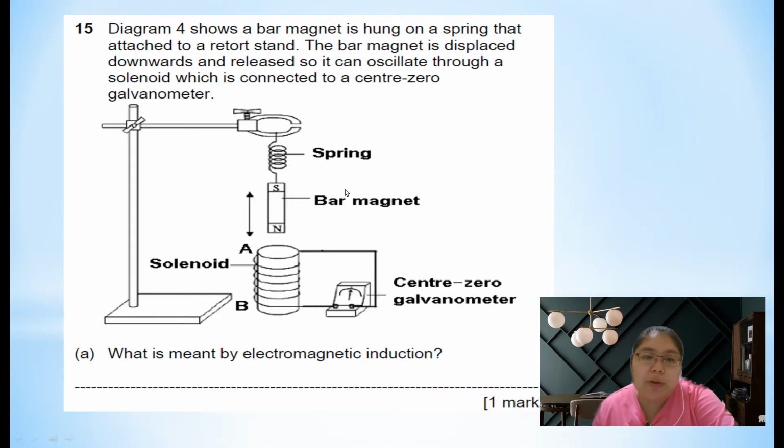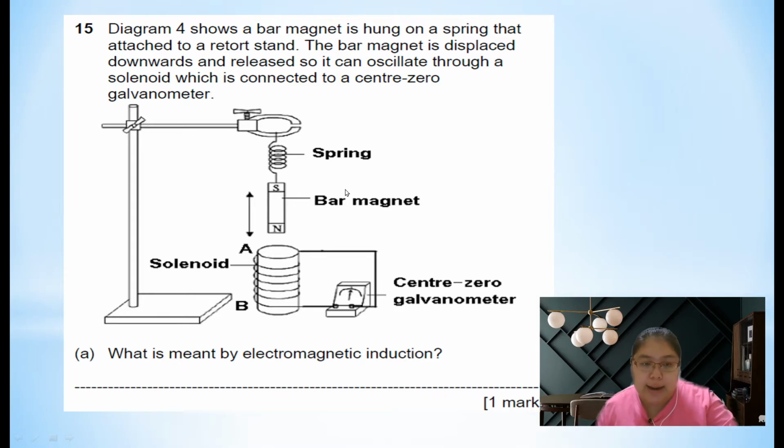So when they pull downwards, you find that the magnet wants to go into the solenoid. Now the first question they ask: what is meant by electromagnetic induction? You can find it on the first page of the notes. It is the production of induced current without using a power supply. How do you produce a current? We use relative motion. That we call electromagnetic induction. So you must mention no power supply and also the motion.